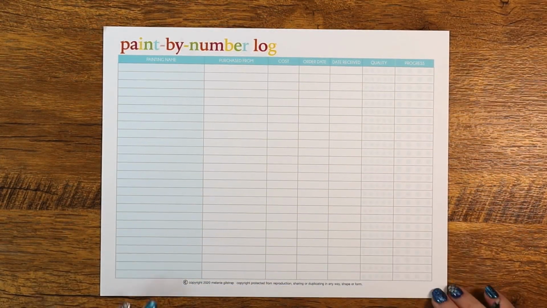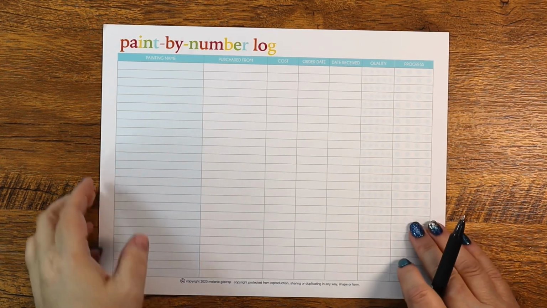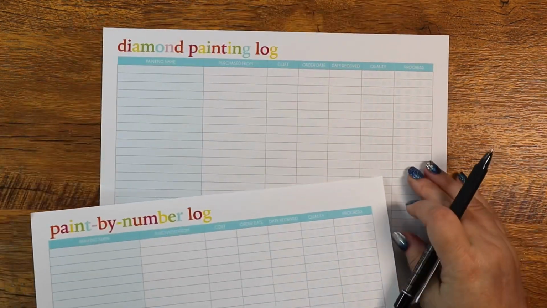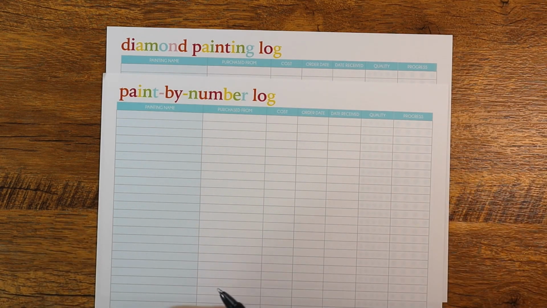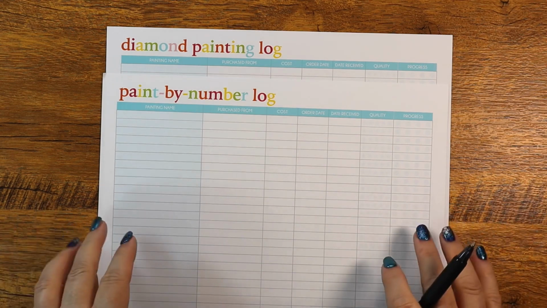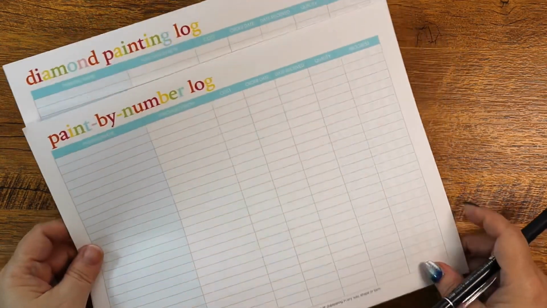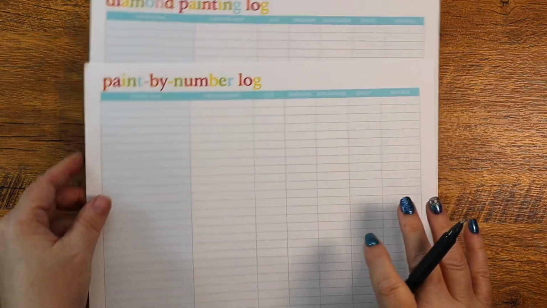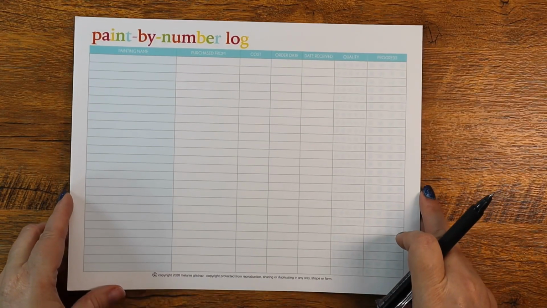So let's talk about these logs that I had designed a while back. And this one is the paint by number log, and this one is for diamond paintings. Now, eventually I can do cross stitch logs because it's just a matter of changing out the heading here. So if that is something I need to do, I can easily do that. Basically, they're the same type of thing. And let me talk about what I included on each of these pages and why.